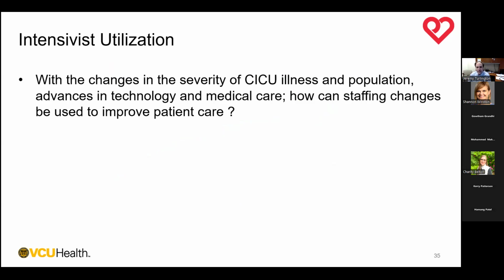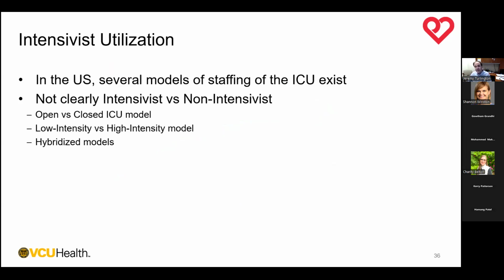So with changes in severity and advances in technology, how can staffing changes help improve patient care? I gave you a bit of a spoiler alert: I'm going to now defend the need for an intensive care physician, to get a better idea of what we can do and how we can help these patients get better and reduce mortality, length of stay, et cetera. But to do that, we have to start with the different staffing models first. We're talking about open versus closed staffing, low and high intensity models, and there are hybridized models out there.